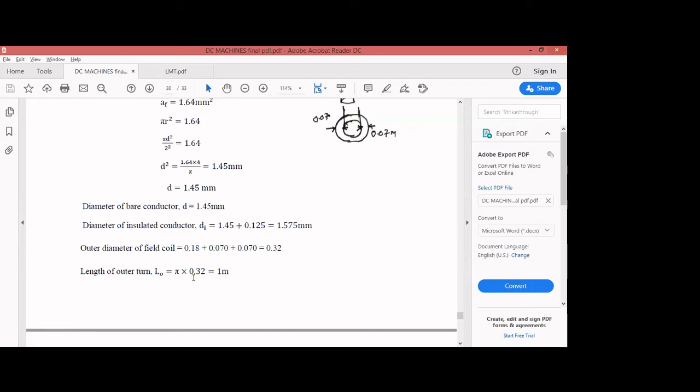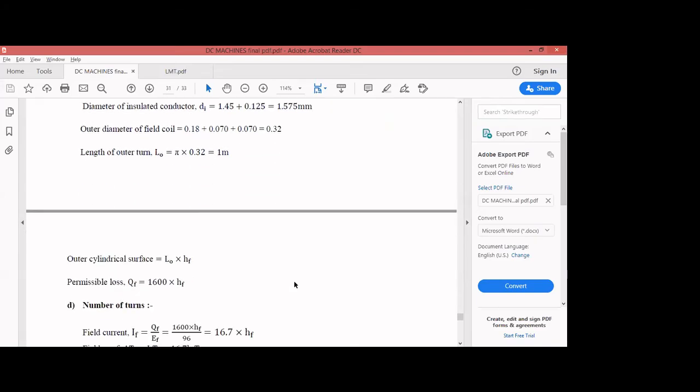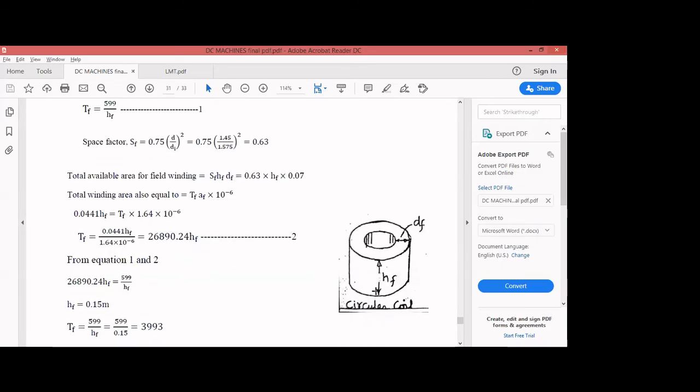Pi into D, 0.32. Okay, and then what you got here? 1 meter. Once you calculate the length of the outer turn, then I can calculate the losses. Outer cylindrical, the loss is dissipated due to what? Due to the outer cylindrical surface. If this is a figure, this is what? This is nothing but your round pole, and this is nothing but your circular winding.